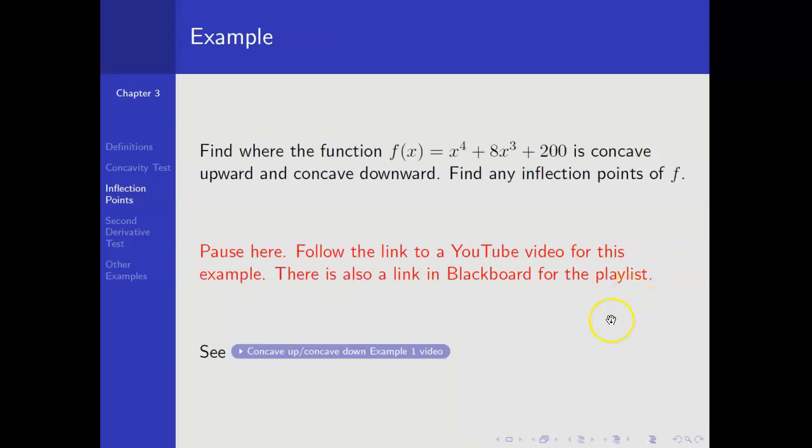All right, this brings us to our first example. We're going to find where the function f of x equals x to the fourth plus 8x to the third plus 200 is concave up and concave down, and we're going to find any inflection points.